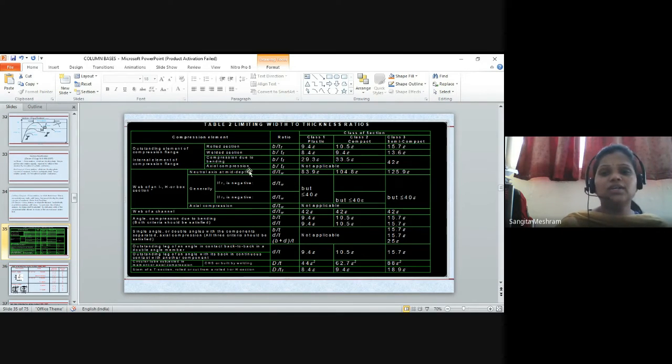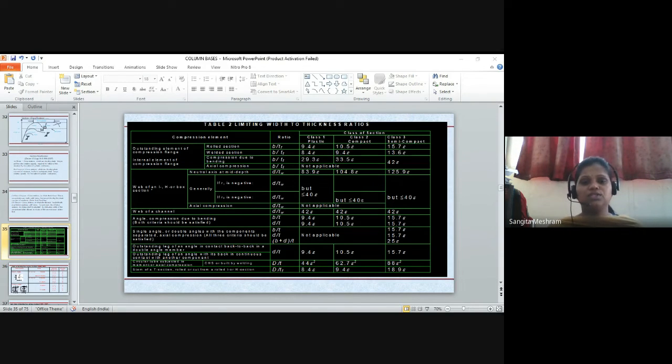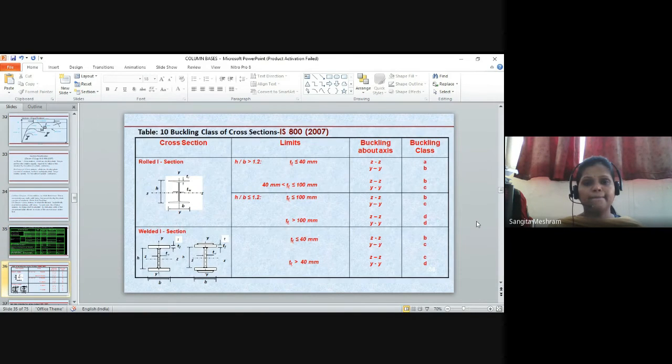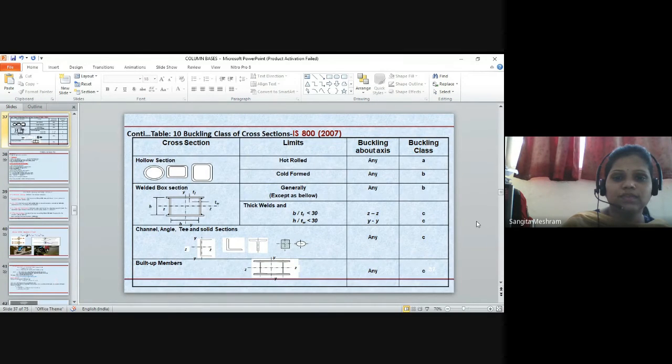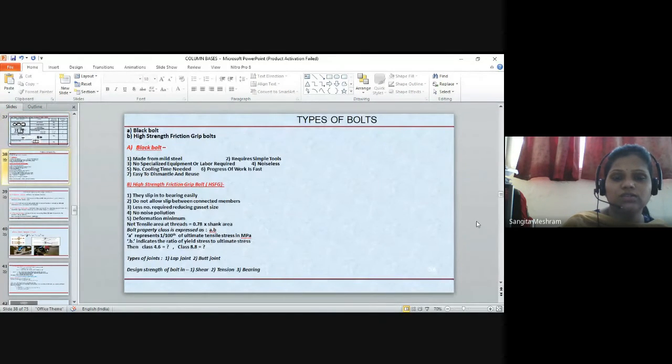For different shapes, rolled section, welded section, angle section, there are different clauses, and this table is already given in IS 800:2007, which is used for designing steel structures. Some limits are given. Buckling class we use for compression members. This table is also given.